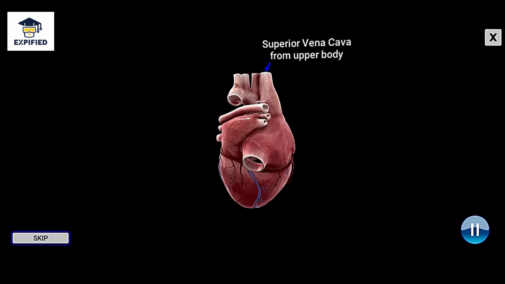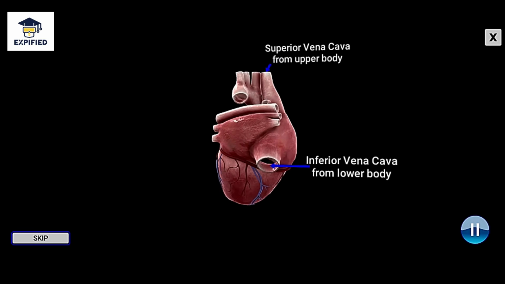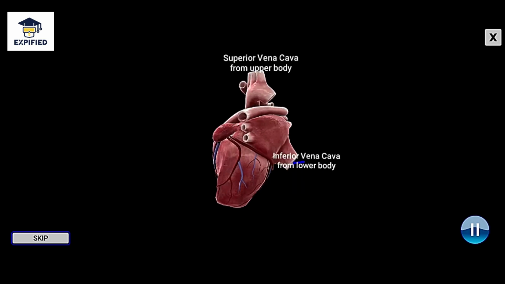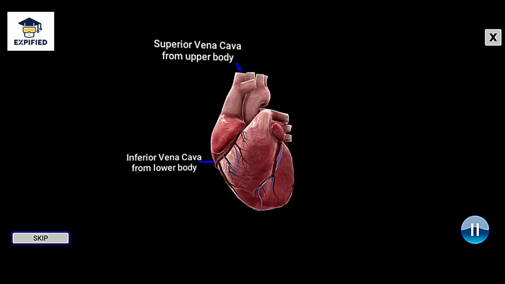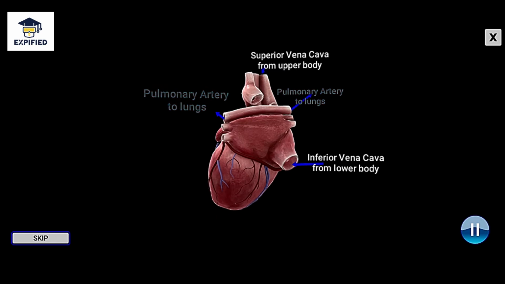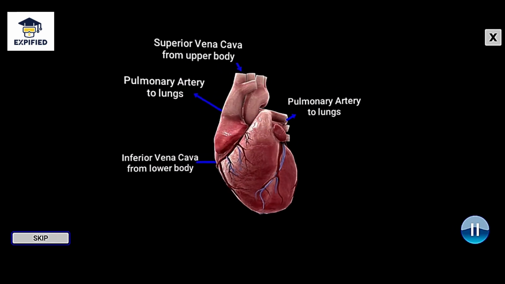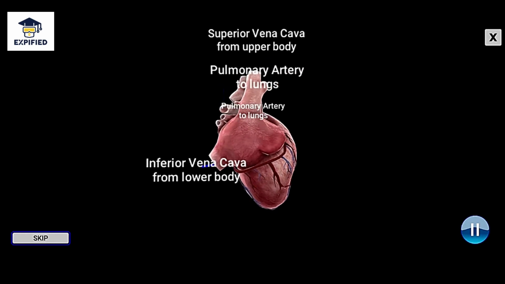Similarly, deoxygenated blood from the lower body comes through the inferior vena cava. It is quite easy to remember as it is very broad and facing downwards. Now, from the heart, the deoxygenated blood goes to the lungs through this horizontal tube-like structure called the pulmonary artery. It is the only artery that carries deoxygenated blood. You can rotate and check.